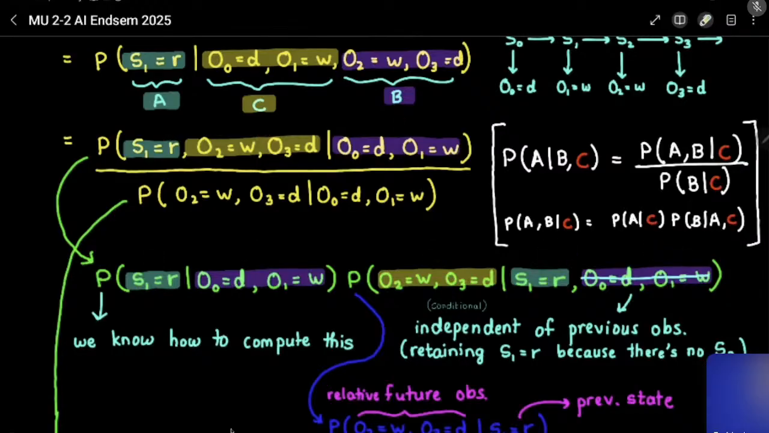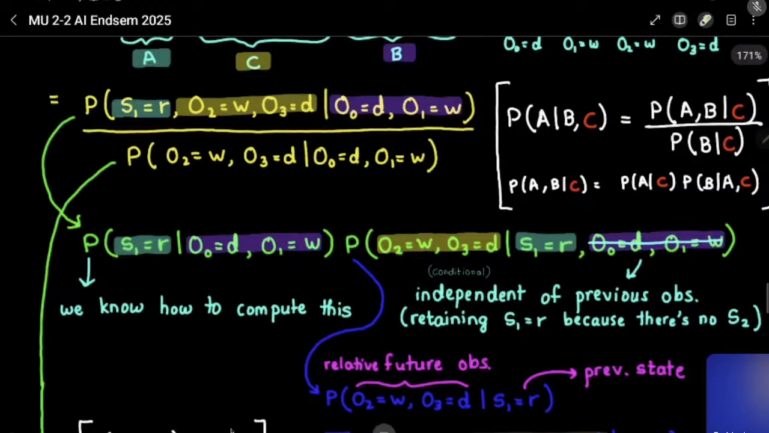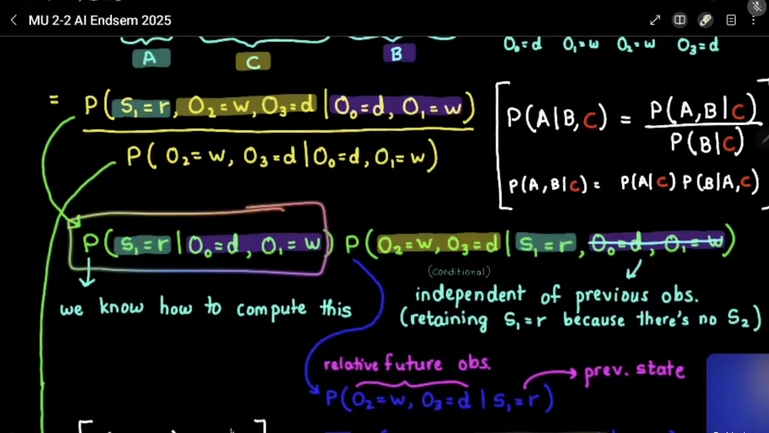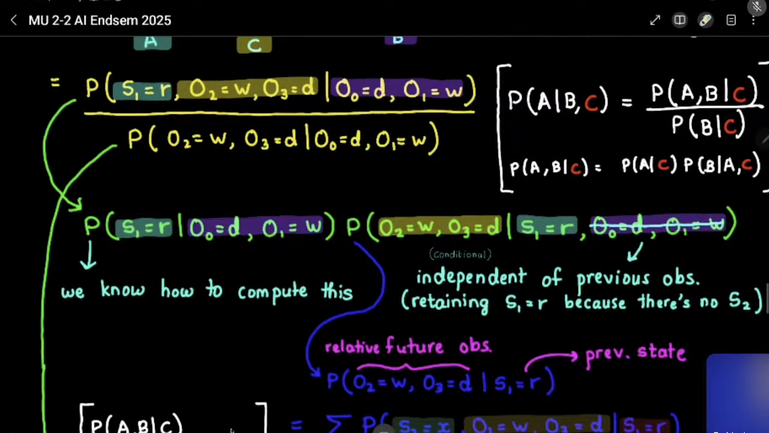Now we'll simplify this numerator. We know how to compute this, that is there. You have observation sequences from day 0 to day 1, and they're asking you to find the probability that at day 1 it was raining. So we know how to do this. This is like the first question. You have observations until a certain day, and they're asking you to find what is the weather at that particular day. We know how to compute this.